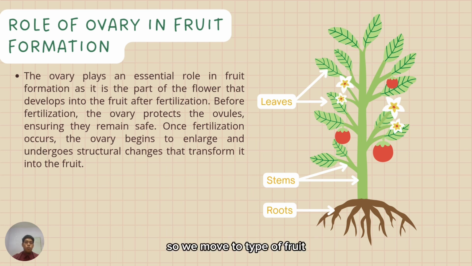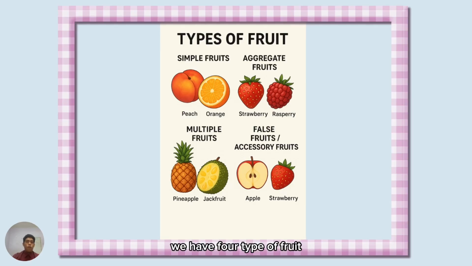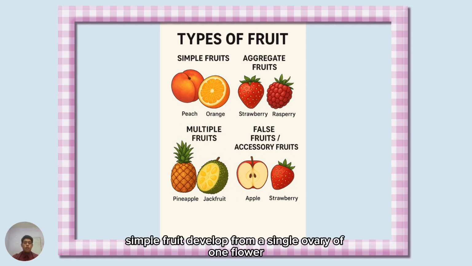So we move to types of fruit. We have four types of fruit. Number one is simple fruit. Simple fruit develops from a single ovary of one flower. Of this simple fruit, we have two types of simple fruit.